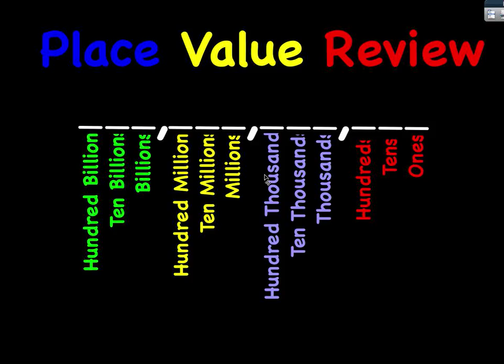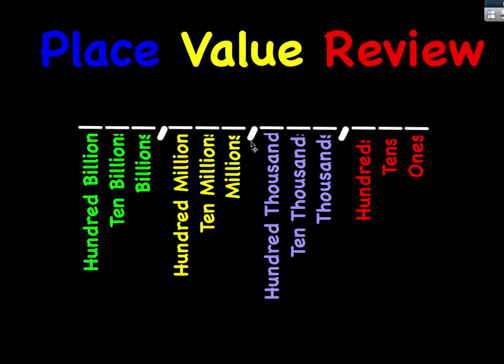Now, if you take a look at these numbers, they're split into groups of 3. Okay, these are called families. This first family is the ones family. The second family is the thousands family. The next group of 3 is the millions family. And the next group of 3 is the billions family. As a 5th grader, you're responsible to know through the billions place.